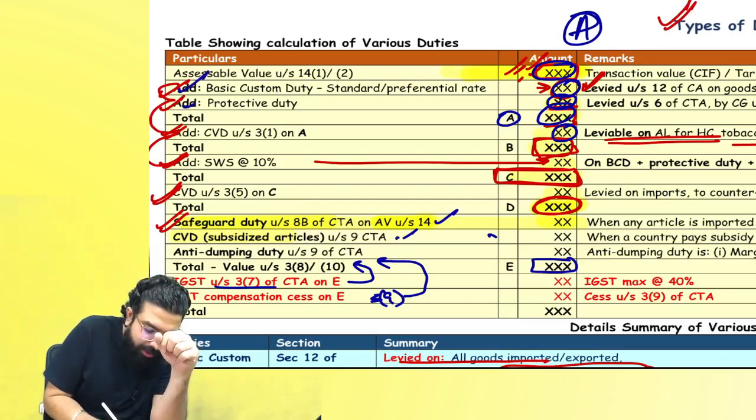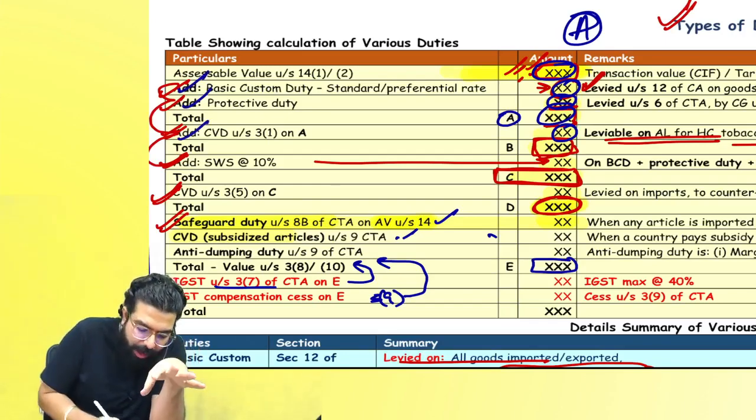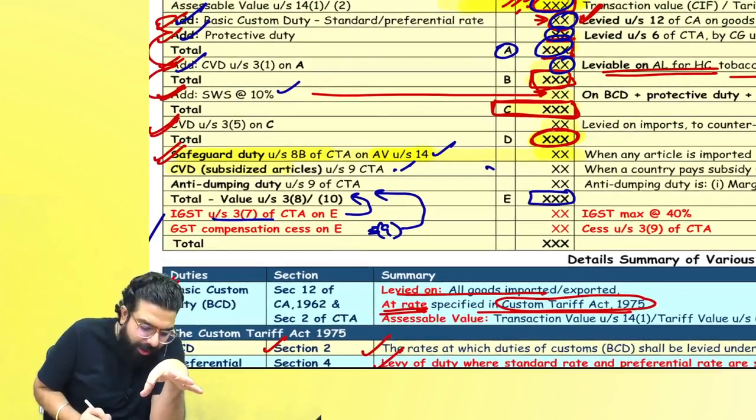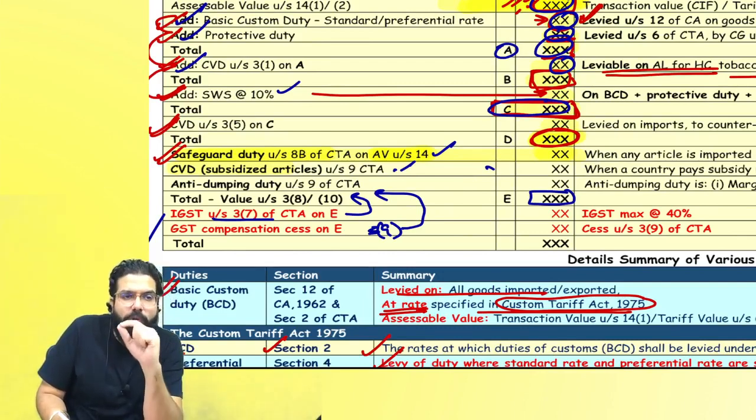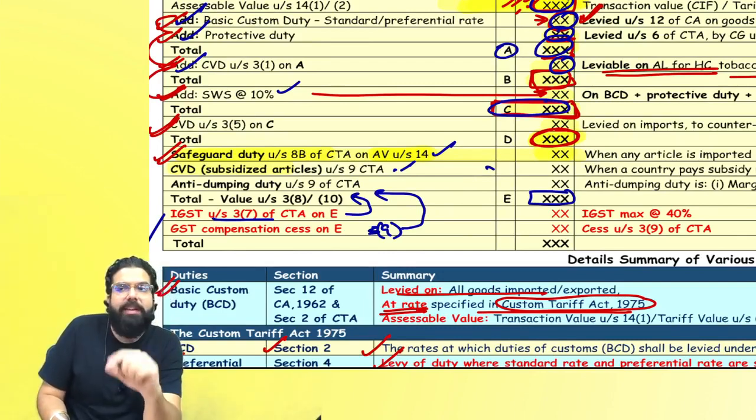Now, on the basic custom duty, protective duty and CVD under 3.1, you will charge social welfare surcharge at the rate of 10%. Then on the total, you will go ahead and charge what? CVD under section 3.5, which is to compensate VAT or sales tax, 4% only on HP man. Now the total will come.